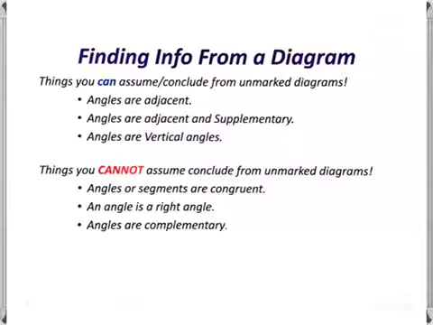That one's pretty straightforward. Things you cannot assume or conclude from unmarked diagrams include that you cannot assume just from a picture that two angles or segments are congruent just because they look the same. You also cannot assume that an angle is a right angle unless it has that symbol in the corner, the little square, or it's beside or adjacent to one that is. You can also not assume that angles are complementary unless you know that, once again, like you have that right angle symbol. That's the only exception.